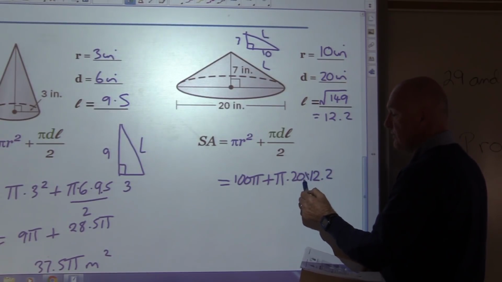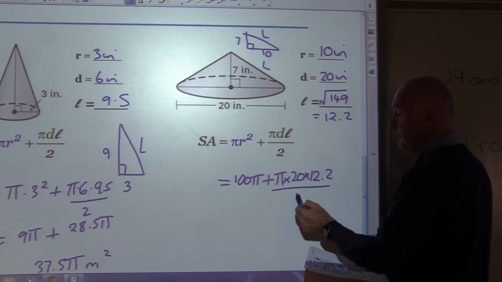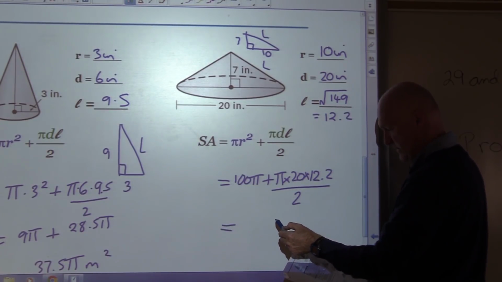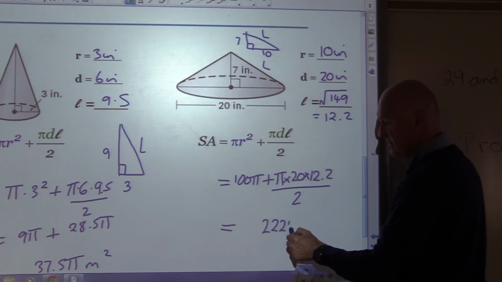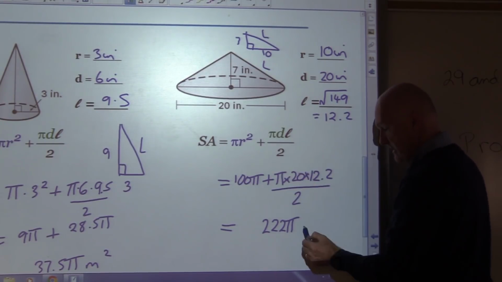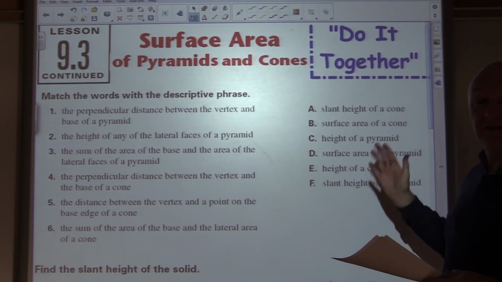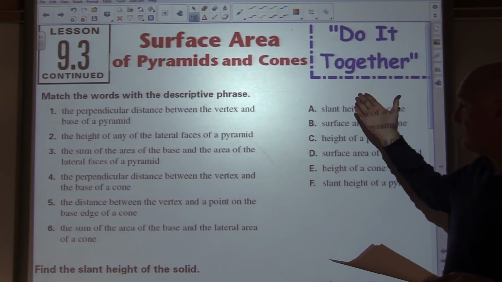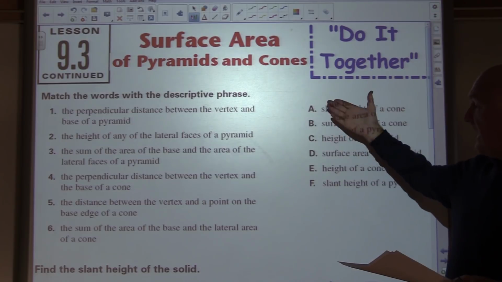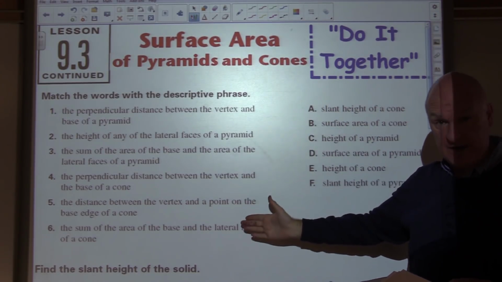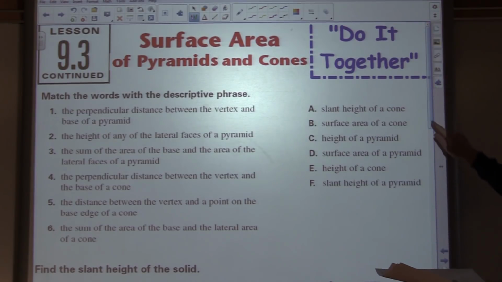I'm going to use multiply signs here, all divided by 2, and this comes out as 222 pi inches squared. Okay guys, as you know, this is the do it together section. Now I'm hoping that you actually can do A, B, C, D, E and F here with 1 through 6. Have a go at doing that.